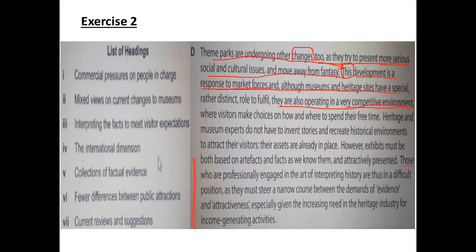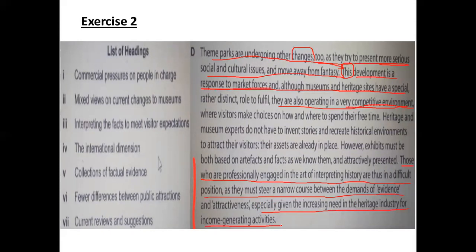Those who are professionally engaged in the art of interpreting history are thus in a difficult position, as they must steer a narrow course between the demands of evidence, attractiveness, and so on, especially given the increasing need in the heritage industry for income generating activities. What do you think the topic sentence is? Is it the changes that are happening or the fact that there is competition now in the market?